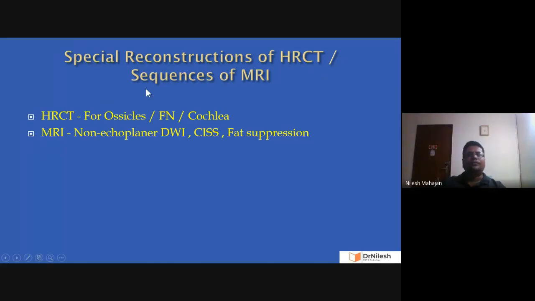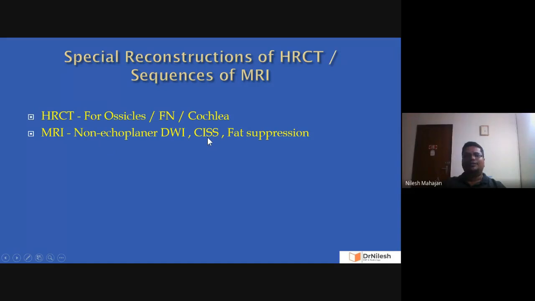So there is a special type of reconstruction for ossicles which can be done. You can do reconstruction of the facial nerve canal, cochlea, inner ear, semicircular canals. Then in MRI, which sequences to use and when? Non-echoplanar DWI imaging is required if you are not able to diagnose cholesteatoma. This non-echoplanar DWI imaging can pick up cholesteatoma up to a size of 2 mm also.